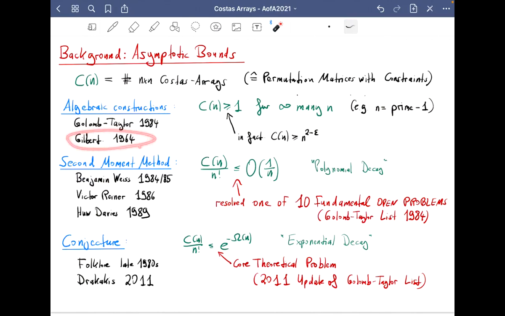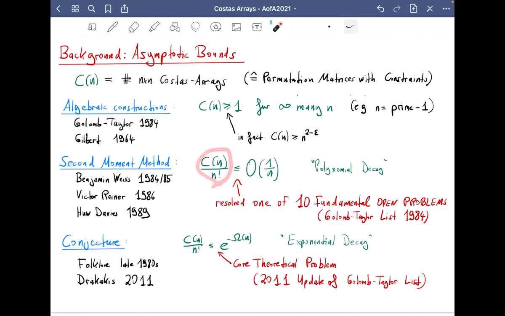So in this paper by Golomb and Taylor from 1984, they immediately asked the question, okay, what can we say about upper bounds? In particular, to get started on this problem, they suggested, okay, let's maybe show that the number of Costas arrays divided by n factorial, the total number of n times n permutation matrices, that at least this quantity should go to 0. And this was one of the problems they listed in this paper as one of the 10 fundamental open problems. And this received quite some attention in the 80s.